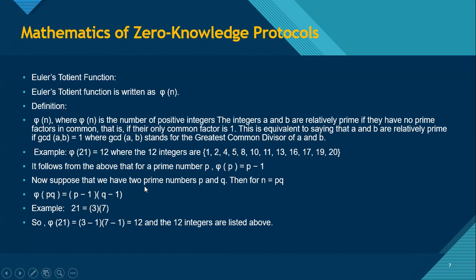Now suppose that we have two prime numbers p and q, and n equals p times q. So phi(pq) equals (p minus 1) times (q minus 1). Example: 21 equals 3 times 7. So phi(21) equals (3 minus 1) times (7 minus 1), which equals 12, and the 12 integers are listed above.